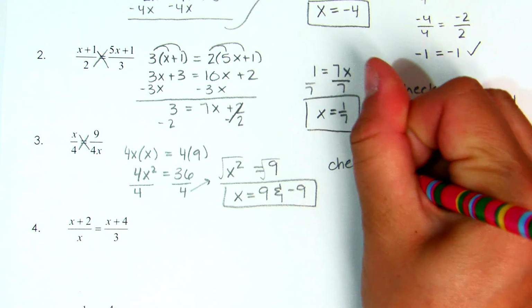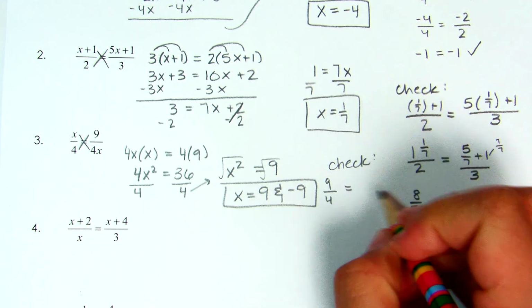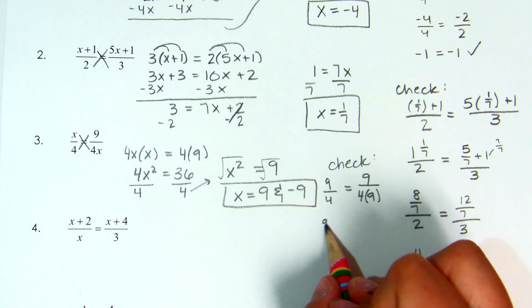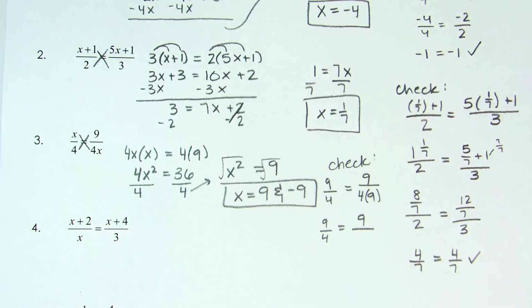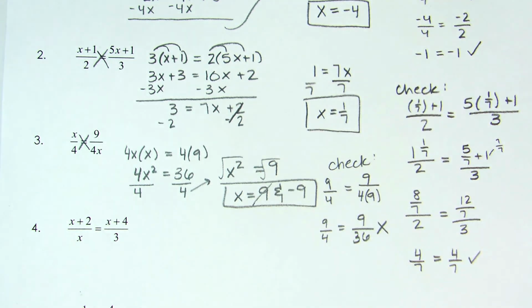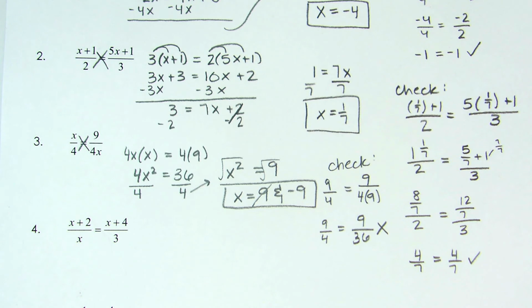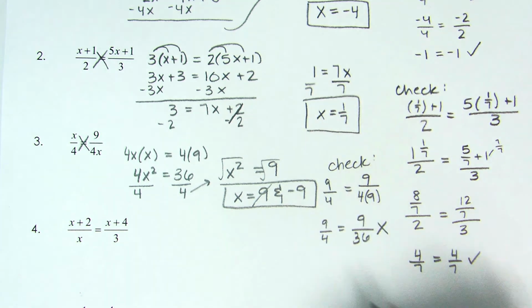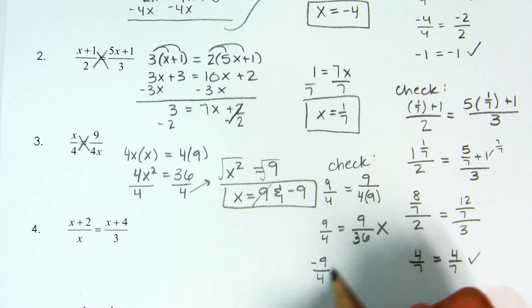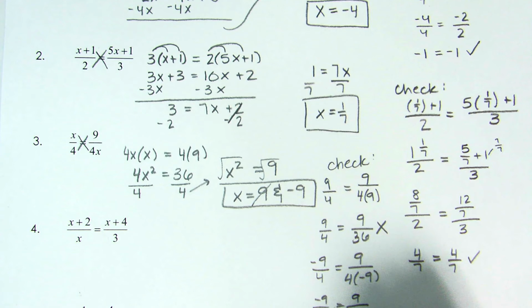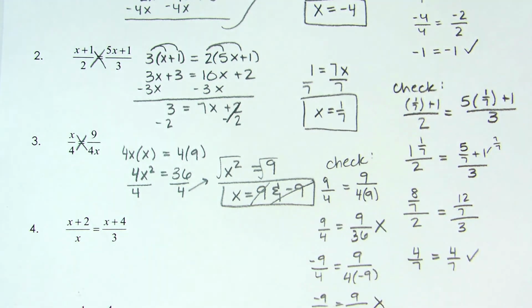So I'm going to check. 9 divided by 4 equals 9 divided by 4 times 9. 9 divided by 4 equals 9 divided by 36. They don't match. So 9 can't be one of my solutions. Now I'm going to do it with the other option for my answer, negative 9. Negative 9 divided by 4 equals 9 over 4 times negative 9. Negative 9 over 4 equals 9 over negative 36. Doesn't match. They're both extraneous solutions.